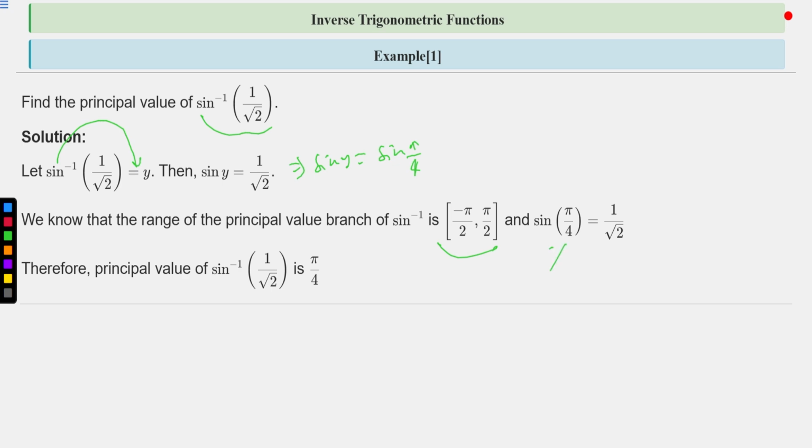You also need to check whether pi by 4 lies in this interval or not. So pi by 4 is lying in the interval minus pi by 2 to pi by 2. If pi by 4 did not lie in the interval minus pi by 2 to pi by 2, then in place of pi by 4 we would write that value which does lie in the interval. Here pi by 4 is lying in the interval, hence pi by 4 is the principal value branch. Pi by 4 is basically the principal value of sine inverse 1 by root 2. Clear? Any doubt? Okay, let us discuss the next question.